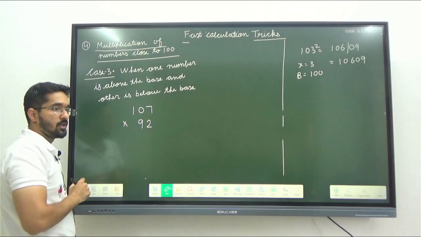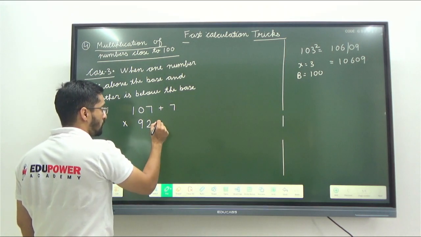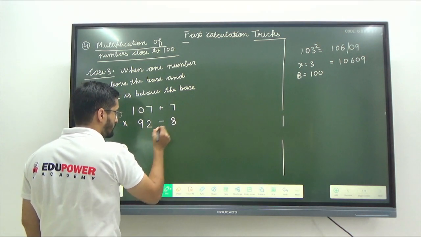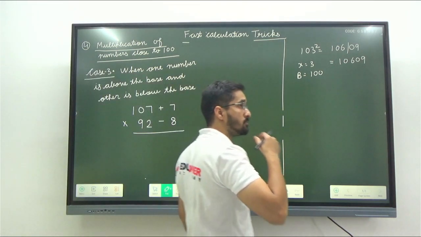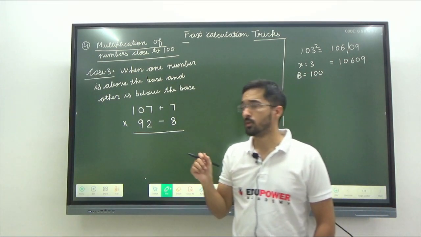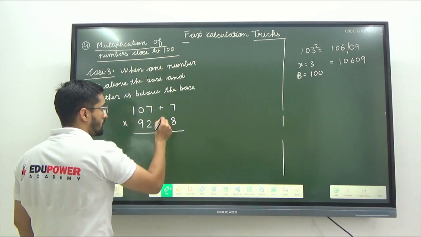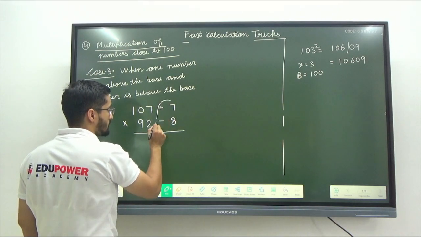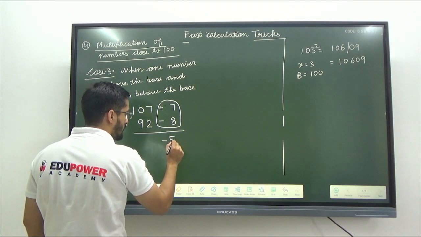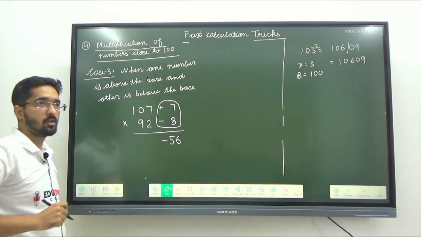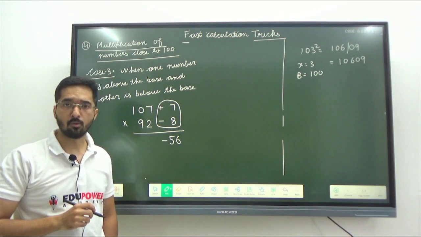So, how do we write it? Write it as 107 can be done as plus 7, 92 can be done as minus 8. Now, what do we do? 7 into minus 8, what do we get? Minus 56. But can the answer be minus 56? No, it cannot be minus 56.